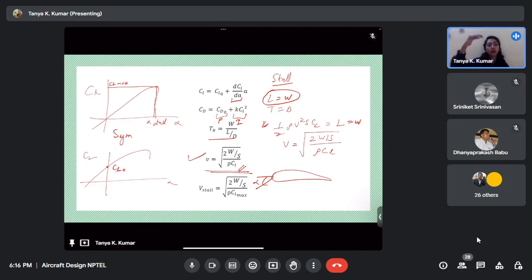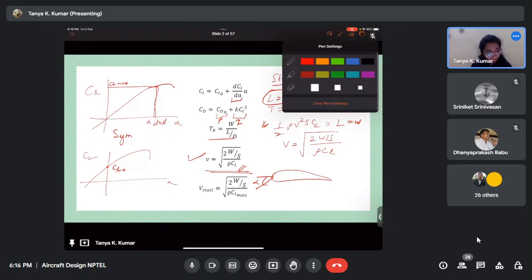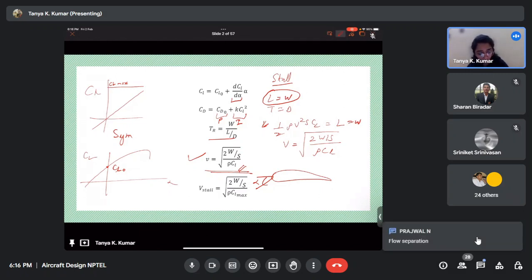There is a sudden drop in lift beyond alpha stall. Why is that drop in lift? I'm not sure if this is clear. This was your original graph; let me draw that again. There's a sudden drop in lift after alpha stall. Why do you think that happens? Due to increase in drag. Why? Flow separation. Okay, what flows? Can you try and explain that?